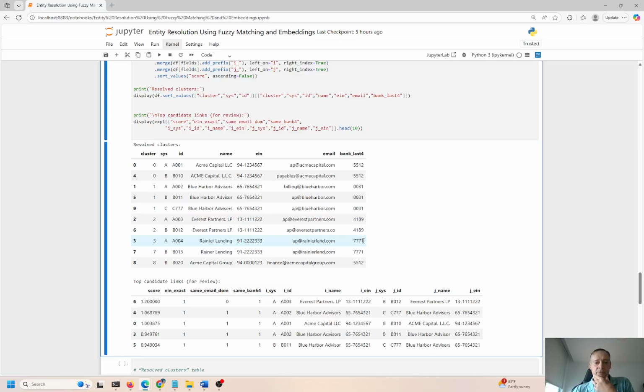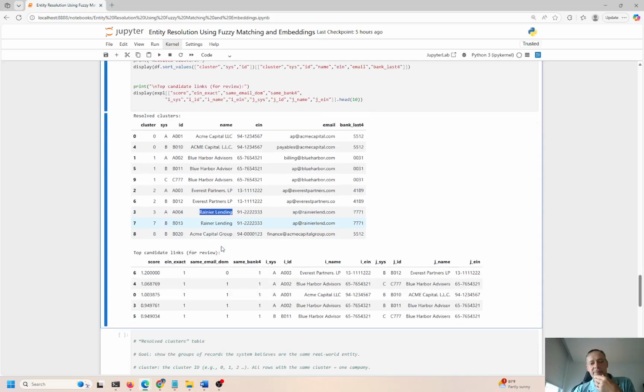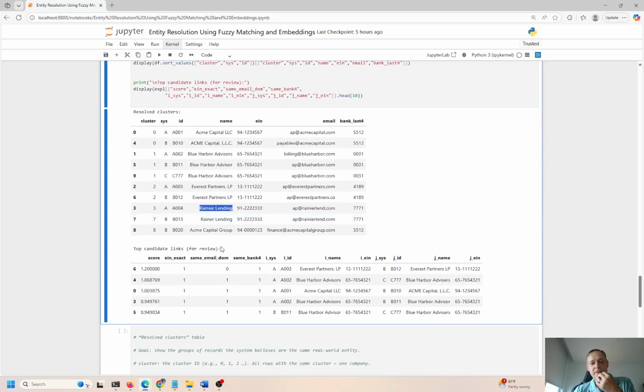Same bank, last 4 numbers. And this actually goes into different clusters. So this is actually being assigned to a different cluster. That might be a mistake. I'm going to have to look at that, because just looking at it visually, I would say it probably goes to the same cluster, like these guys over here, right? They're both going to cluster 1, and Acme Capital are both going to cluster 0. But you know what? Let me look into that. Let me try to figure that out.